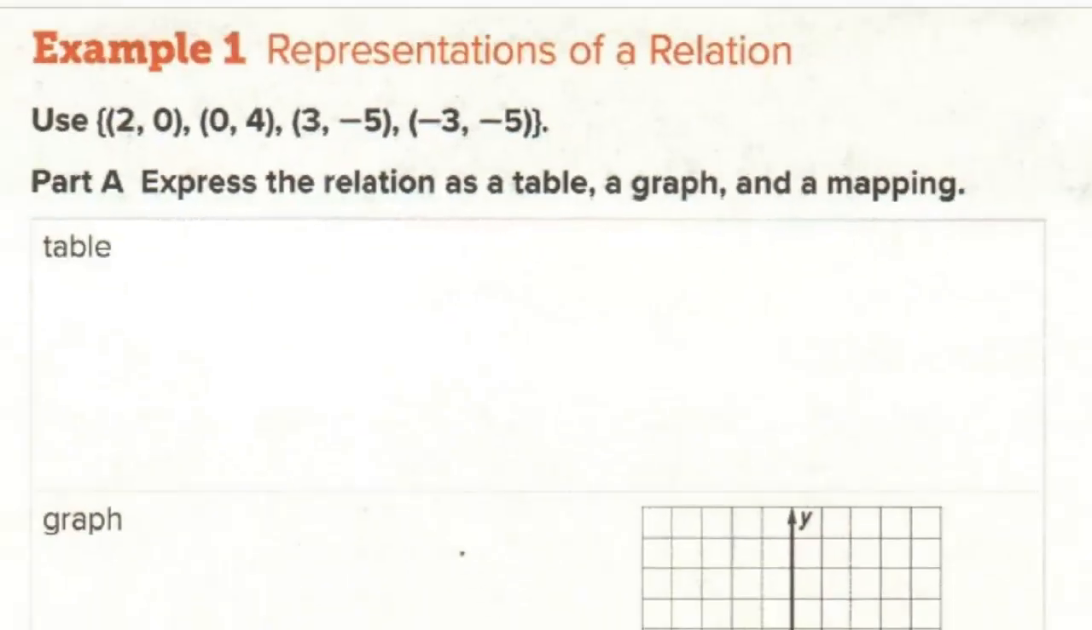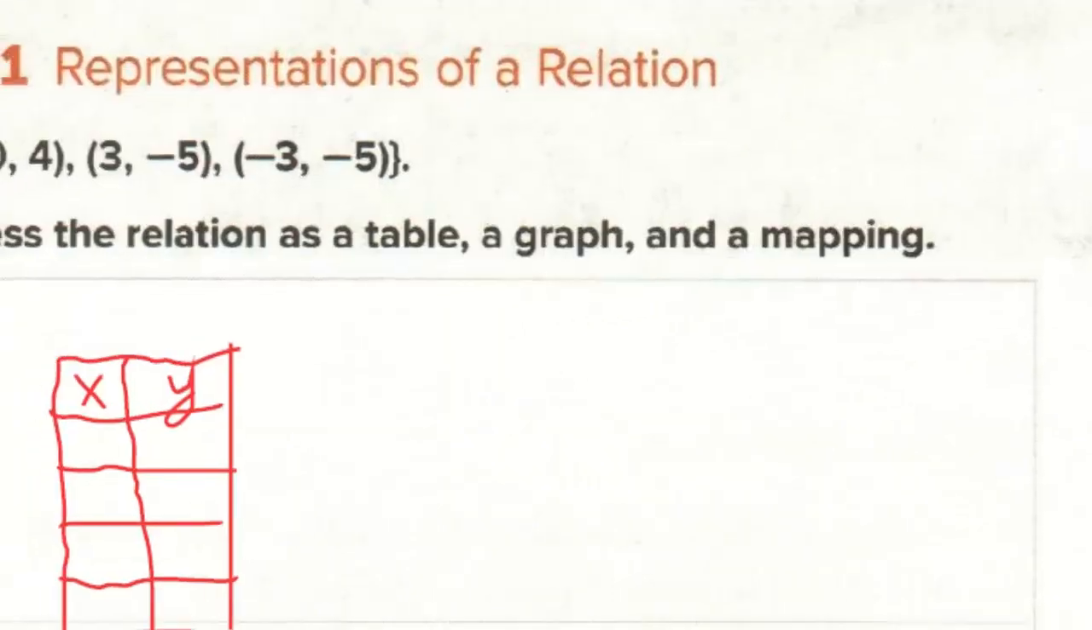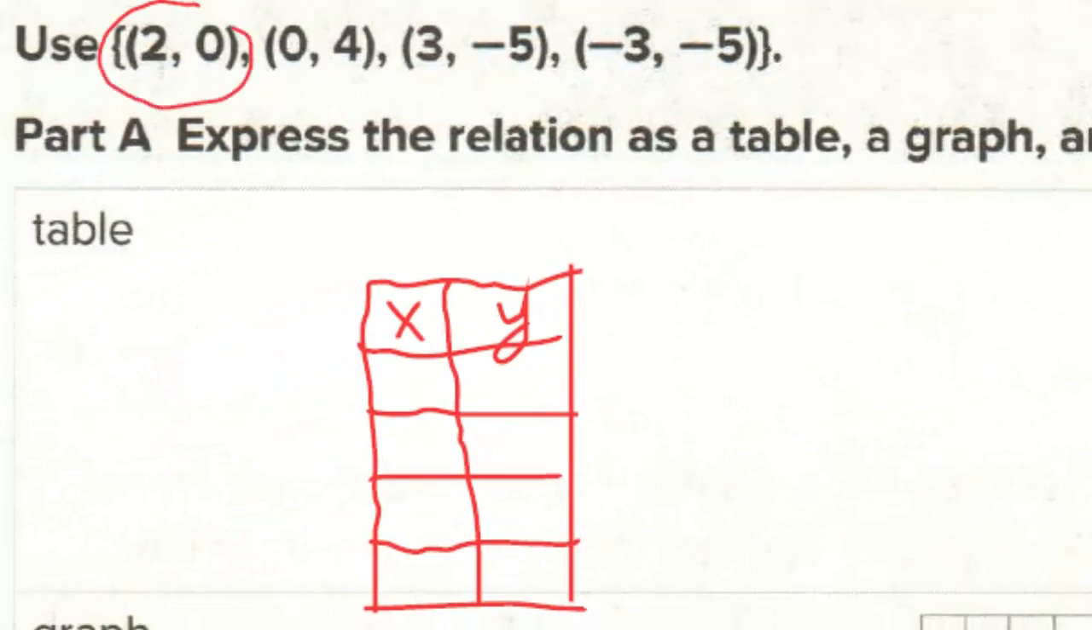Example 1, we want to represent a relation in a table. So we want to create our table first. In our table, we want to put our first point, which is 2, 0. Again, 2 is the X or the domain value, so that goes first. And the 0 is the range value, the Y value. Next, 0, 4. 0 is our domain. 4 is our range.